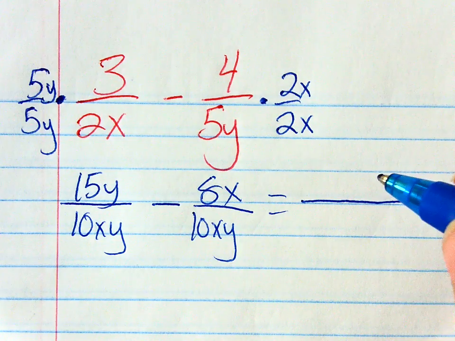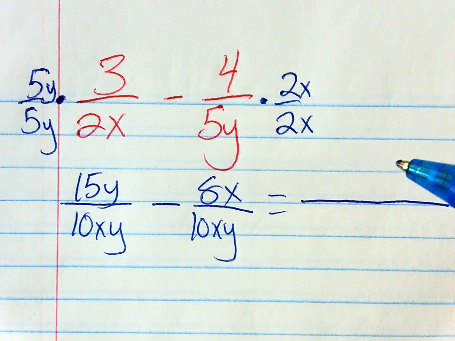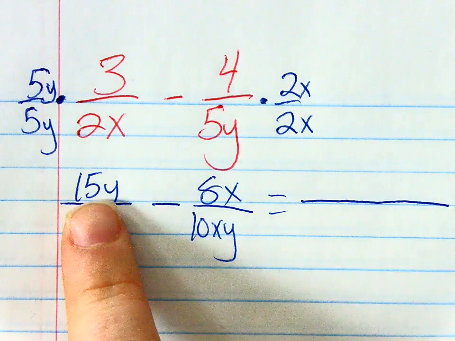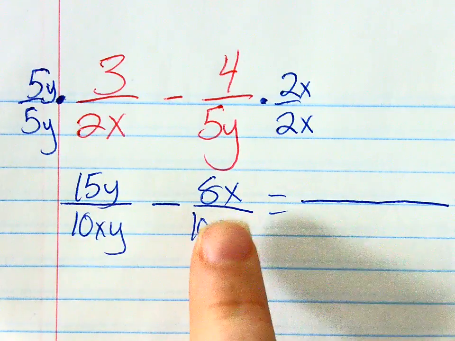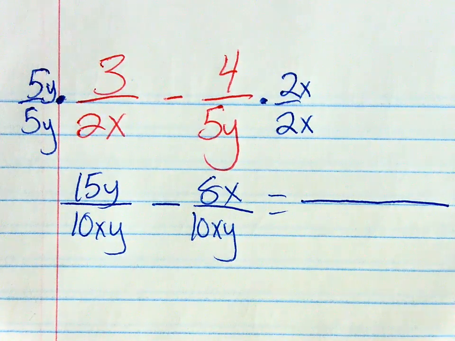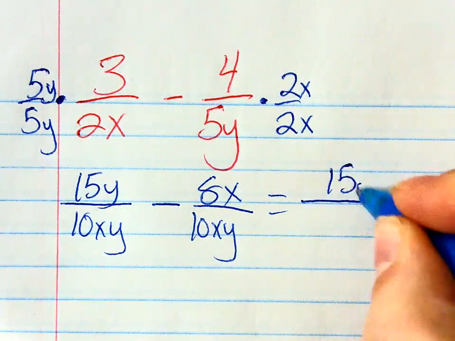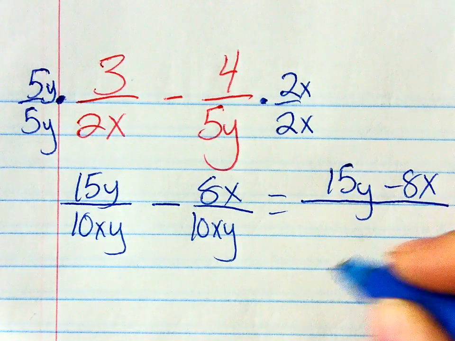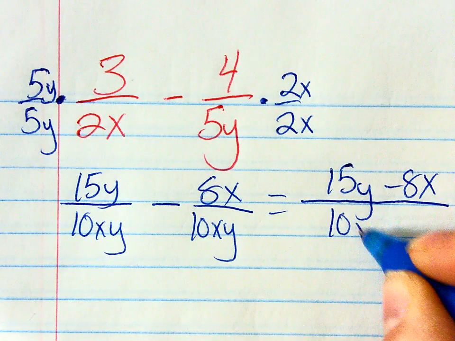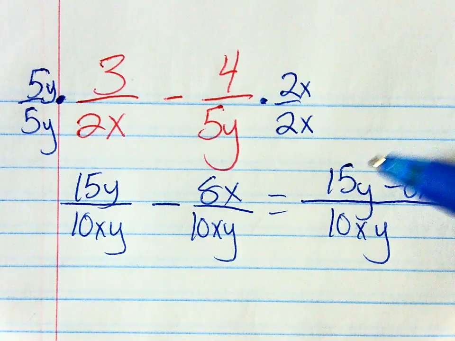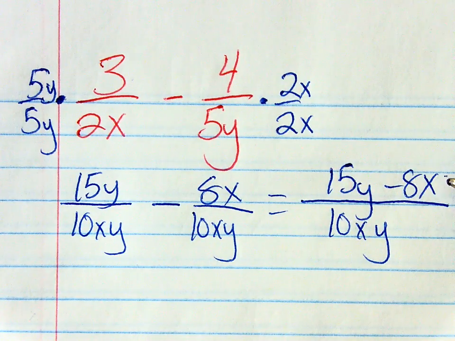So, when I actually subtract those two, what is it that I get? Can you combine them or no? No, they're not like terms. One's an x and one's a y. So the best I can do is write 15y minus 8x all over 10xy. Now, I may be able to factor something from that numerator. Is there anything that I can take out of this whole thing? No.